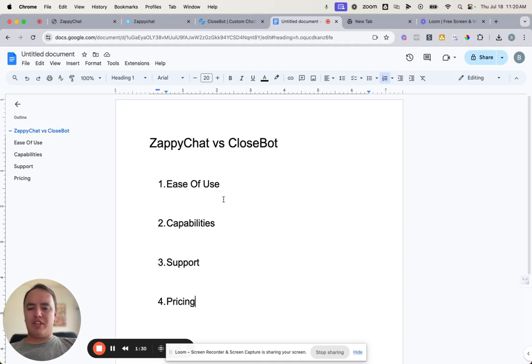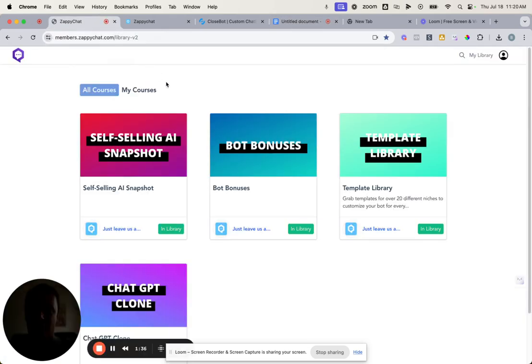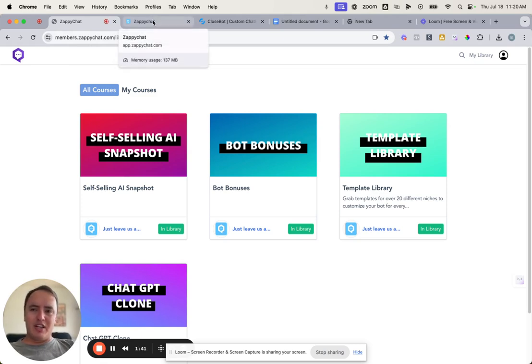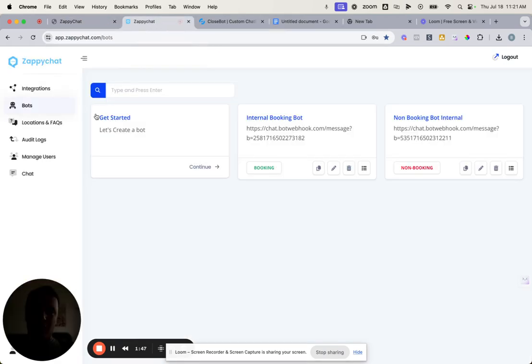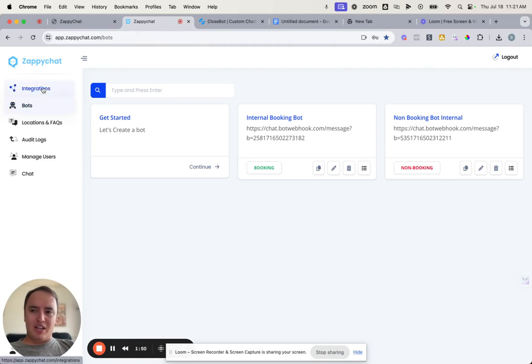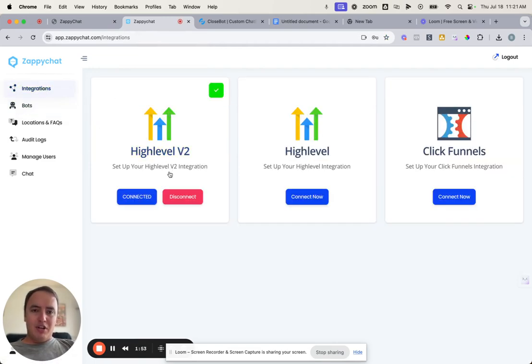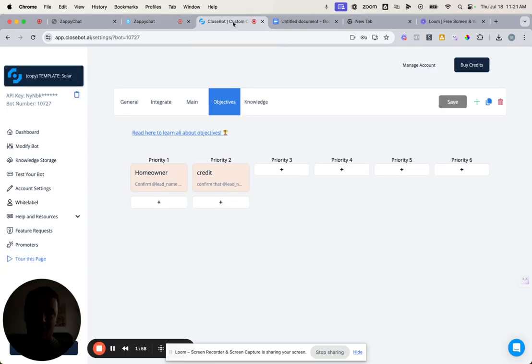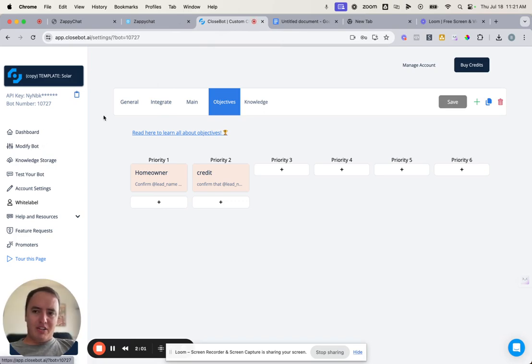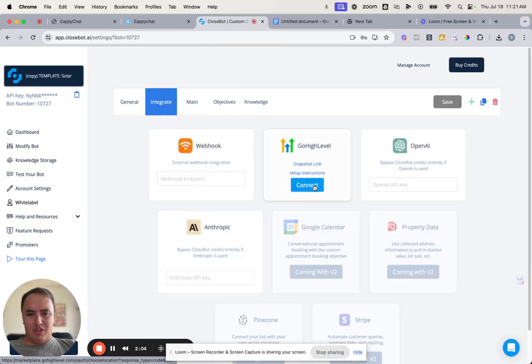So in terms of ease of use, they're both pretty easy to set up, and I can walk you through them both. With ZappyChat, when you first get it, you have two different portals, and you can integrate it to your GoHighLevel. It's really easy to connect, no qualms there. But with Closebot, it's the same thing. When you build a bot and then go to integrate, you connect it to your GoHighLevel. So I'd say they're about tied with integrating it.